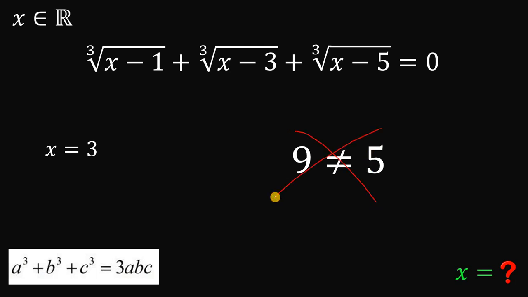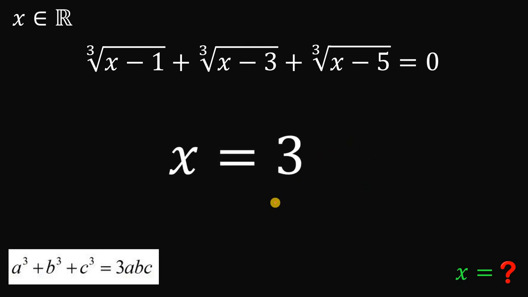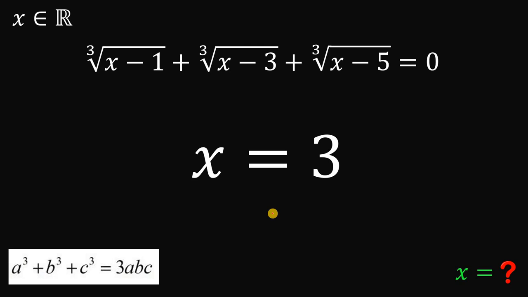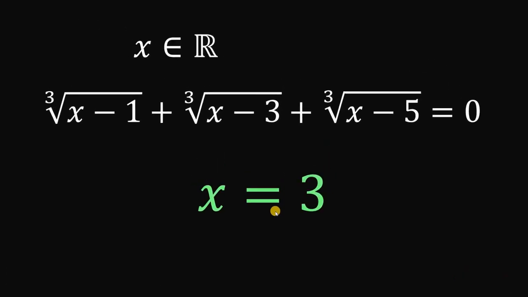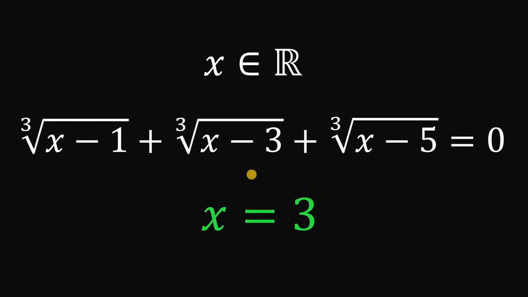Therefore, the only real value of x that satisfies this equation must be equal to 3. And our answer to this question, what is the real value of x that satisfies this equation, cube root of x minus 1 plus cube root of x minus 3 plus cube root of x minus 5 equals 0? Our answer is x equals 3. And as always, we are done.